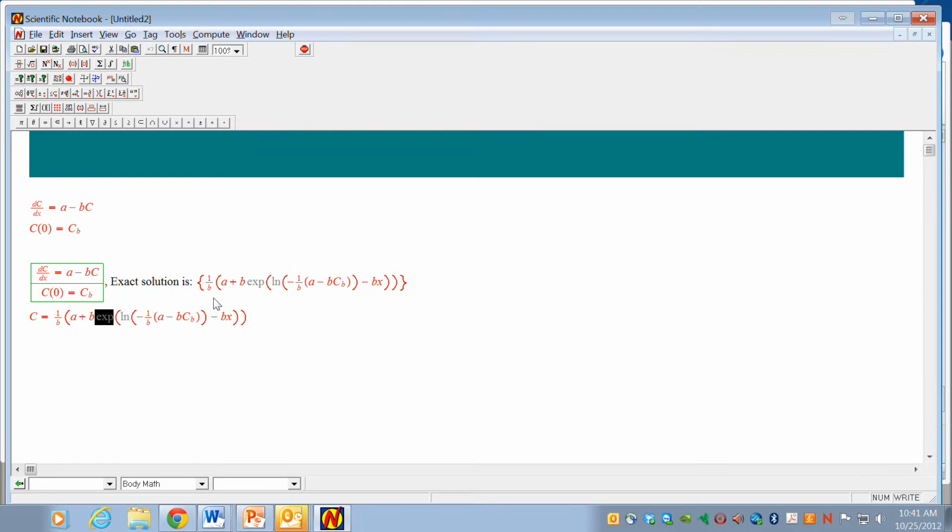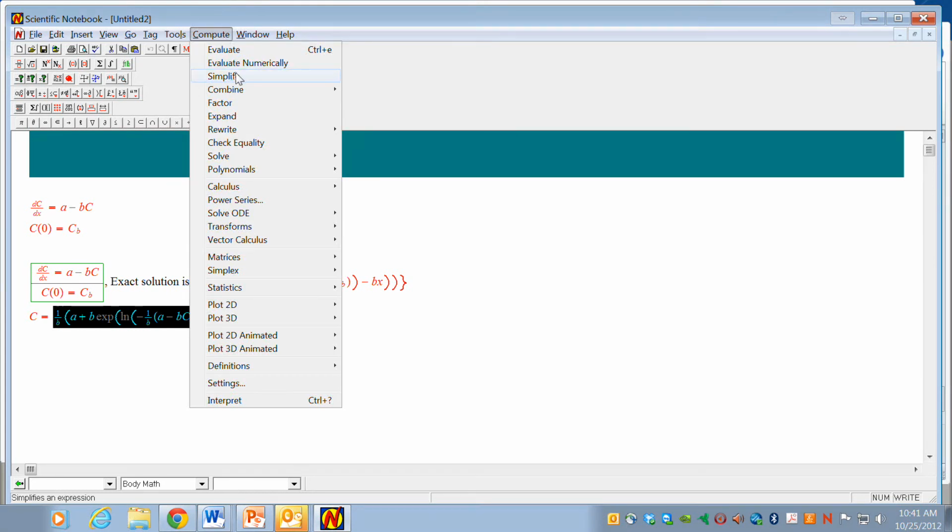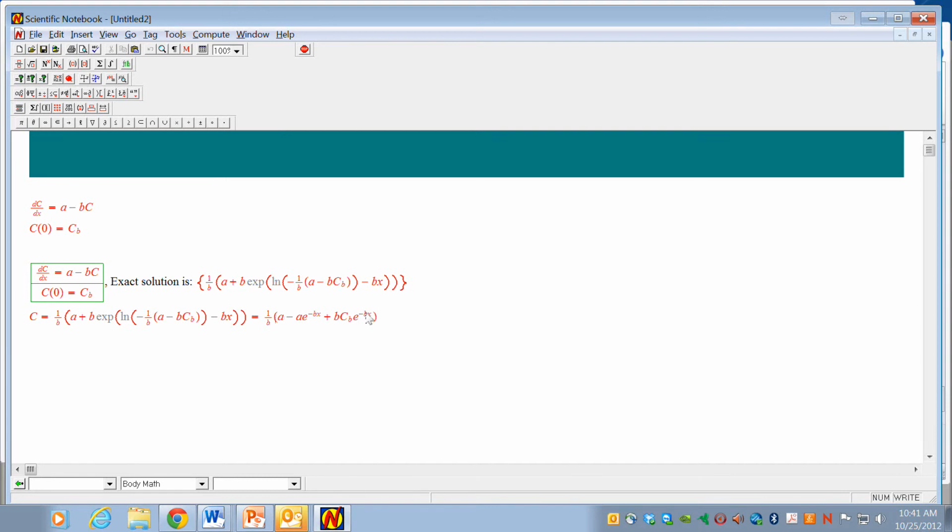We have an exponential here and then a logarithm up in the exponential. So the first thing we'll do is see if this can be simplified by Scientific Notebook. So we highlight that and go to Simplify, select that. And so we see that indeed it can be simplified somewhat. This exponential with a log up here can be simplified down, and we have this result.